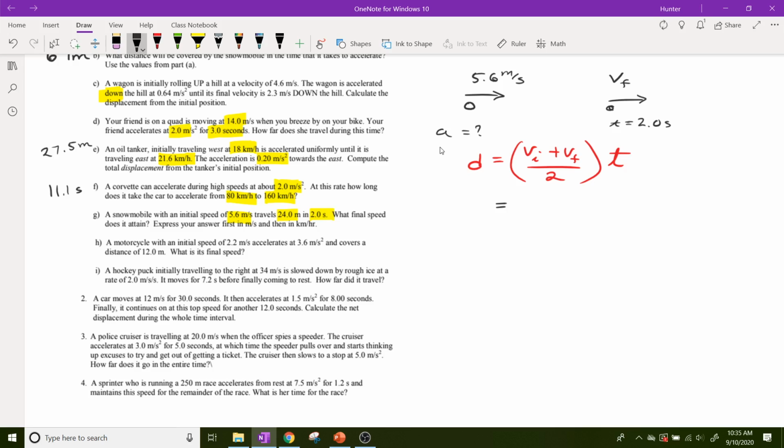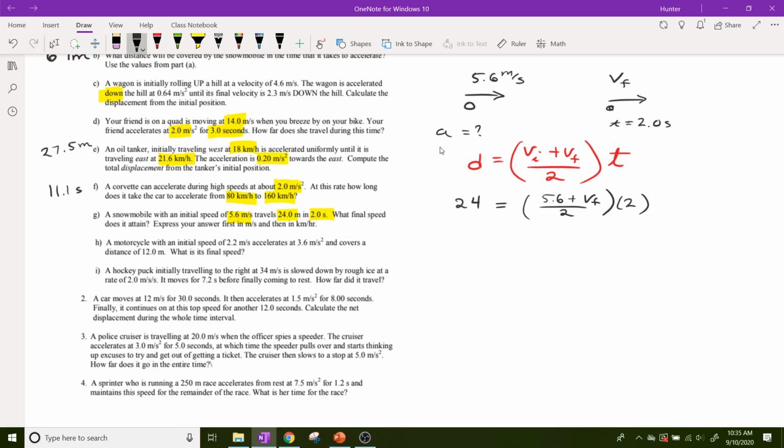So we do have the distance, don't we? The distance says that it's 20 meters. 20, right? 24 meters, right? I was just seeing if y'all are paying attention. 24 meters. Vi is 5.6 plus Vf divided by 2 times the time, which is 2 seconds.